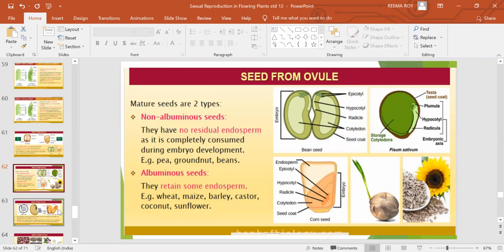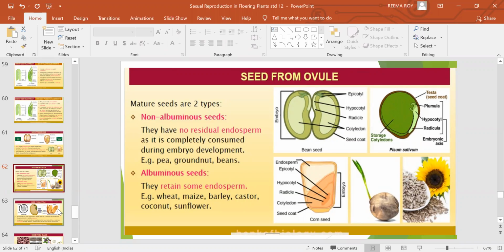So mature seeds are of two types, non-albuminous and albuminous. Non-albuminous means no residual endosperm; there is no food left as it is completely consumed during embryo development. Examples: pea, groundnut, beans. They are non-albuminous. There is no residue, nothing is left.